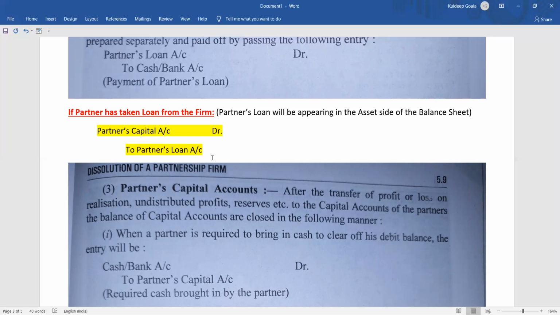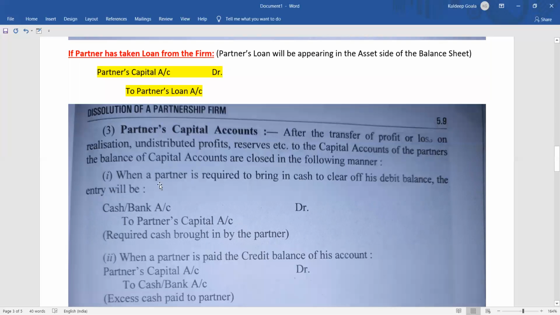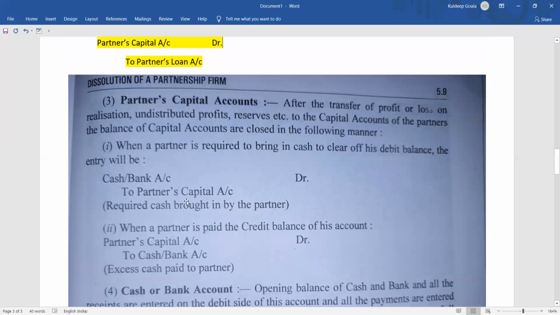Okay, now coming to the next point, that is what will happen in the partners capital account after all the realization entries have been passed. So after all the transactions are over, how are we going to settle? Remember, there might be two situations. One, when the partner is required to bring cash to clear his debit balance. Okay, there are two situations.